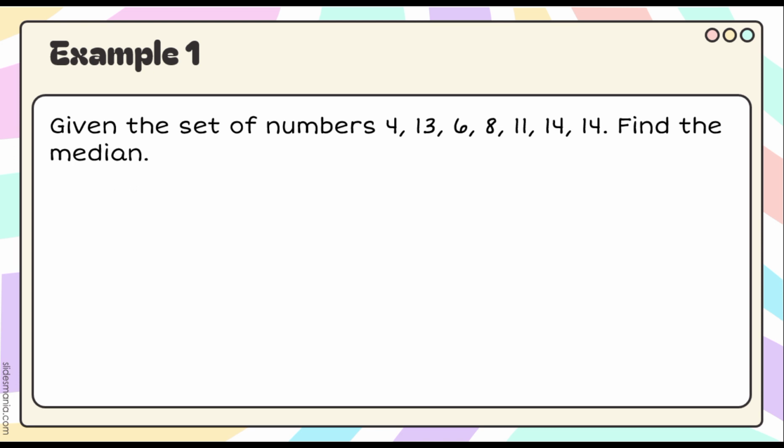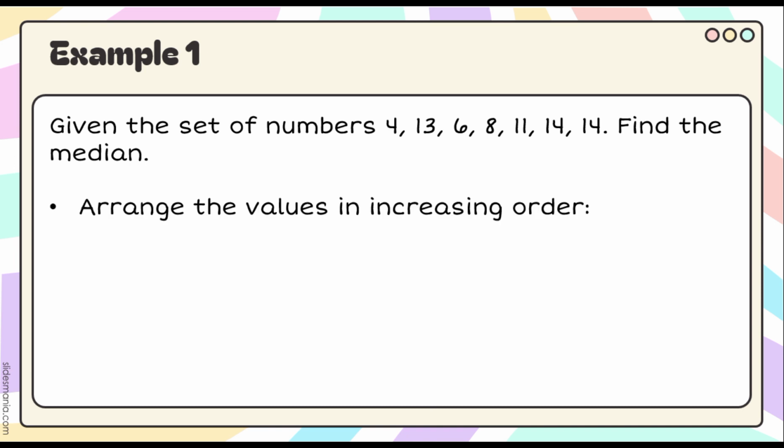Okay, let's have an example in solving for the mode. Given the set of numbers 4, 13, 6, 8, 11, 14, and 14, find the mode. First, we arrange the values in increasing order. Again, just like in solving for the median, in solving for the mode we arrange the values first in increasing order for us to easily determine which values appear most frequently. So we have 4, 6, 8, 11, 13, 14, and 14.